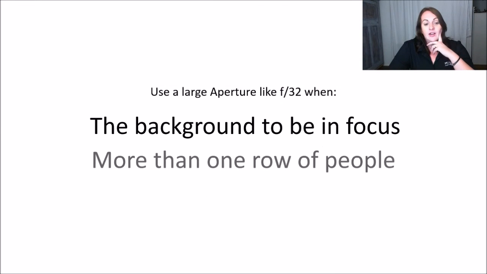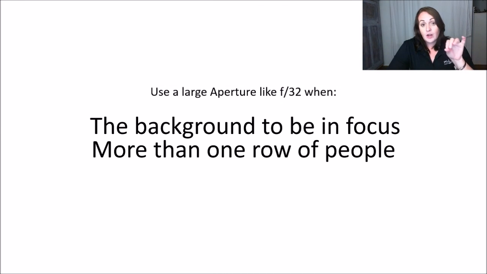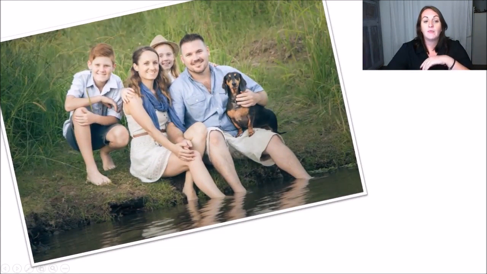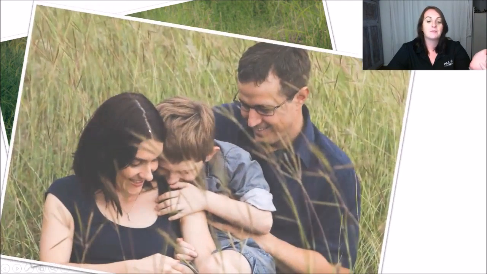Now, if there is more than one row of people, you may find that your second row or your third row, the faces end up blurring. If you use a large aperture number, this will correct that. So, if you have more than one row of people or dogs, using a large aperture number will make sure everyone's faces are in focus.